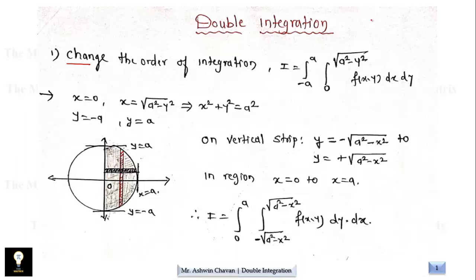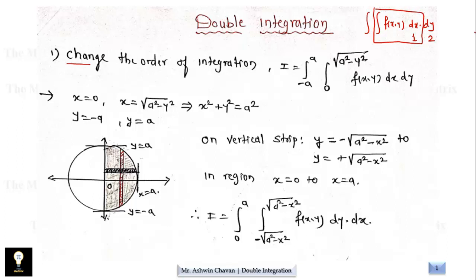Order of integration means if the first integral is with respect to x and the second is with respect to y, then we are saying x is the first variable of integration and y is the second variable of integration. So that is called order of integration. This integral we have to solve with respect to x, and then its solution becomes the integrand for the next integral, which is with respect to y.